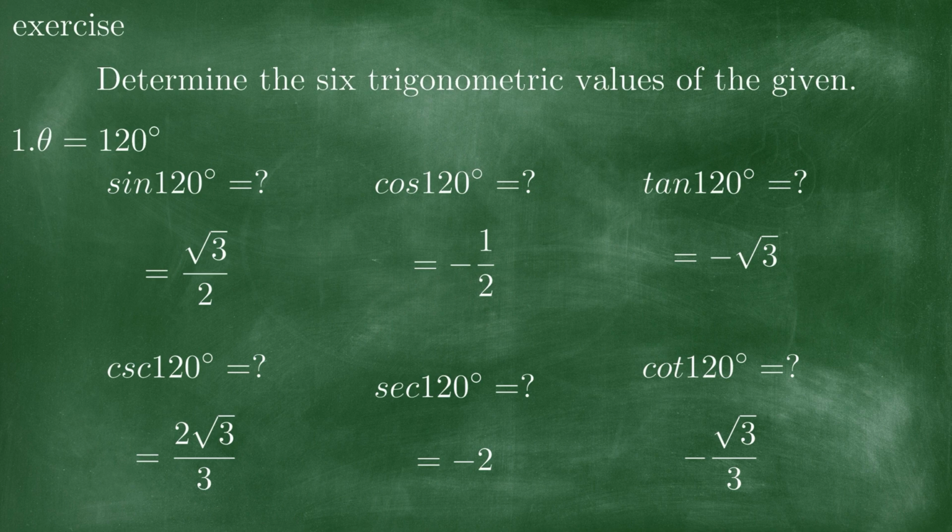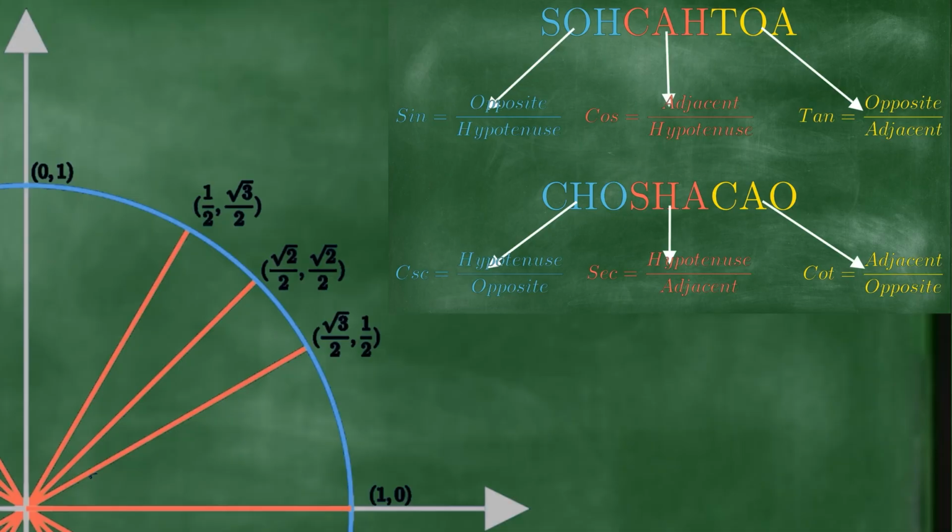So to wrap it up, you don't need to memorize the whole lesson. Simply familiarize yourself with the coordinate points of the 0, 30, 45, 60, and 90-degree angles. And also don't forget SOHCAHTOA. See you next lesson.